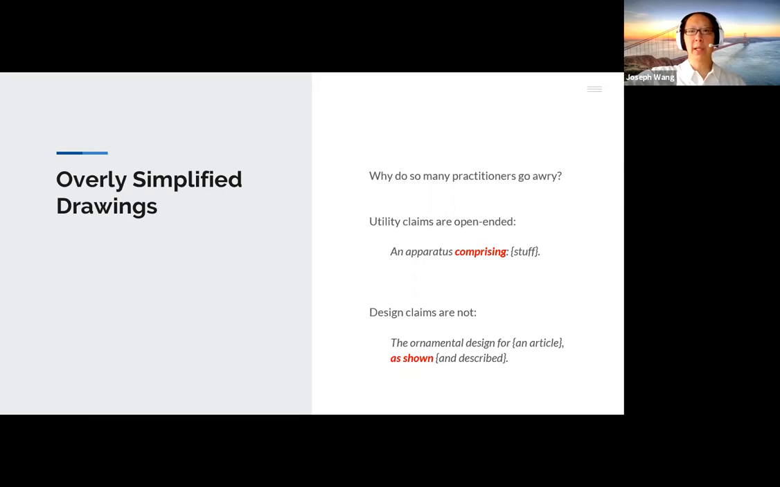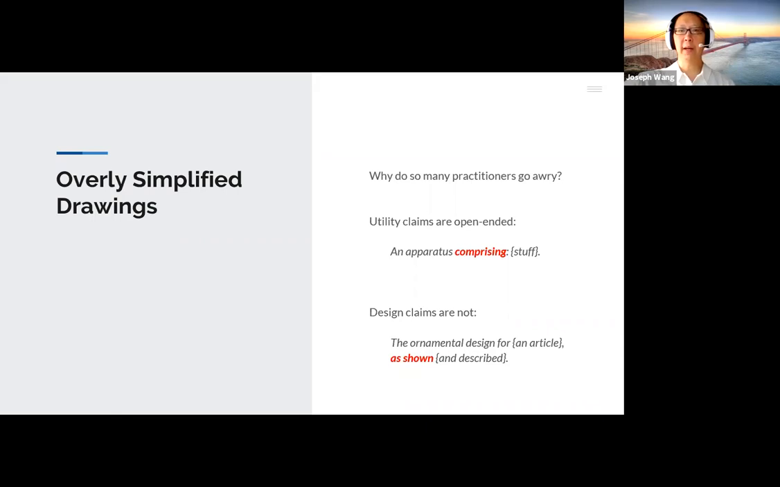A typical design claim is a formal claim. The drafter has very little latitude in what they say. And the formal claim usually takes the form of something like the ornamental design for blah, blah, blah, as shown. As shown. And if there are some statements that further describe the design for the article, we add the phrase and described right after as shown. But there's very little wiggle room in what a drafter can write.